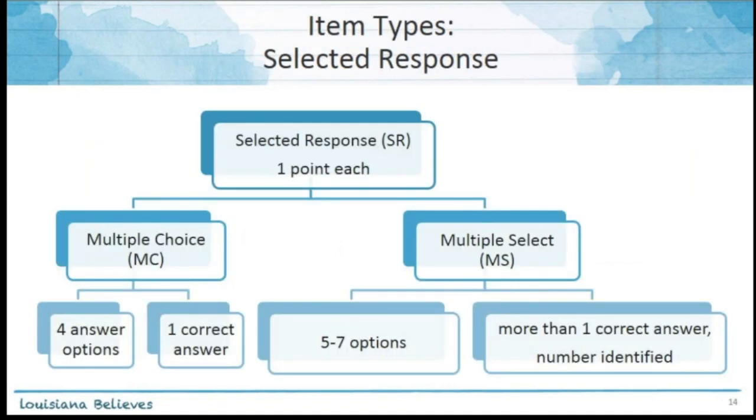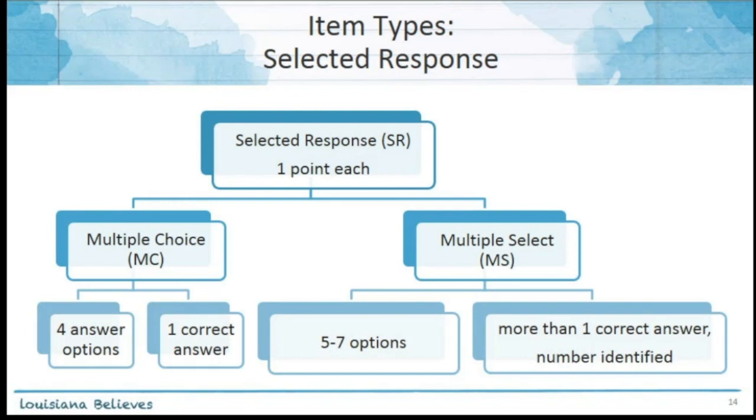Here are our item types. Selected response. We have 2 kinds of selected response. We have just a normal multiple choice, or we have a multiple select. Some of this is going to be familiar to our students because they have this in the other grades. Multiple choice has 4 answer options, 1 correct answer. Multiple select for grades 6 through 8, we're going to have 5 to 7 options and more than 1 correct answer.